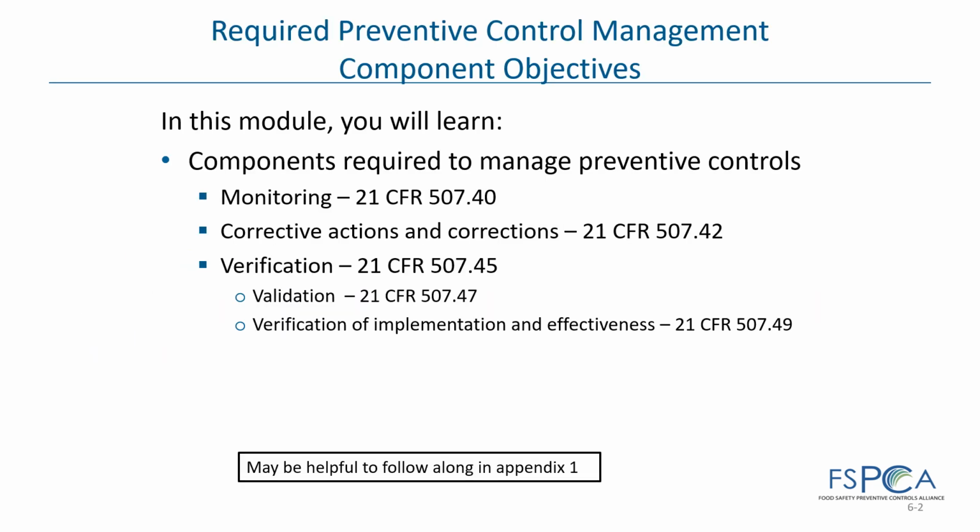So here are the objectives for this chapter. We're going to learn all about management components, and the three management components that we're going to talk about are monitoring, corrective actions and corrections, and verification. And you can see here, we're going to explore verification quite a bit, but you can already see that the word validation appears under the word verification.